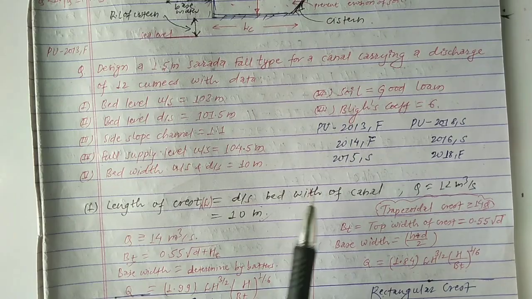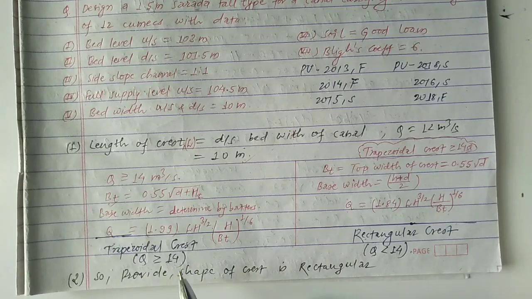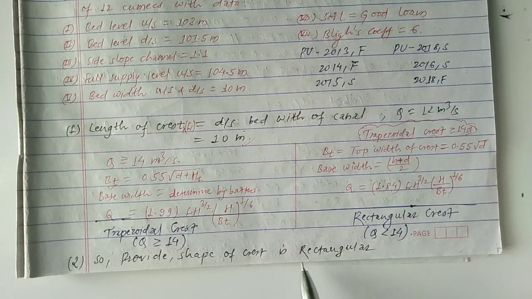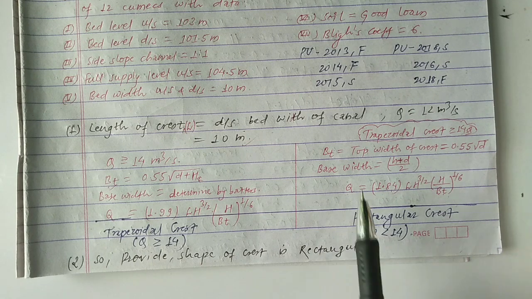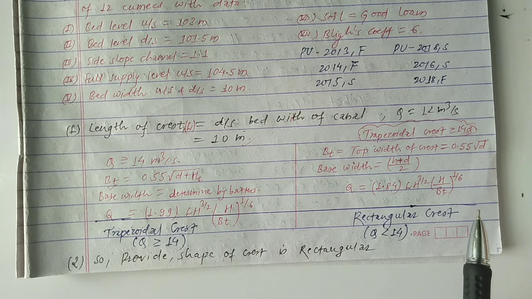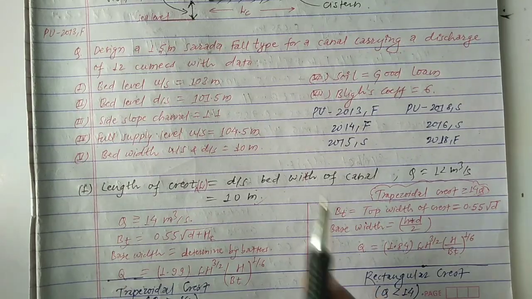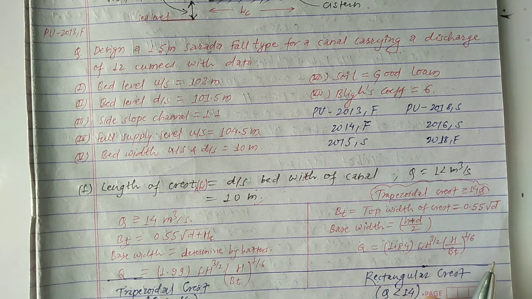But in this numerical, we have a discharge given as 12 cubic meters per second. That's why we have to provide the shape of crest as rectangular. This we also discussed in the previous video. In that video we have already studied the different steps that we should follow during the designing of a Sarda fall. So you must see the first video related to the design steps or design criteria of the Sarda fall.